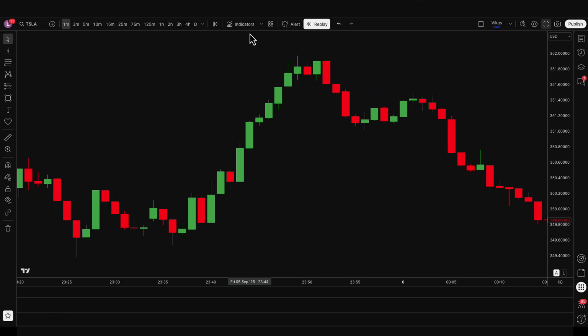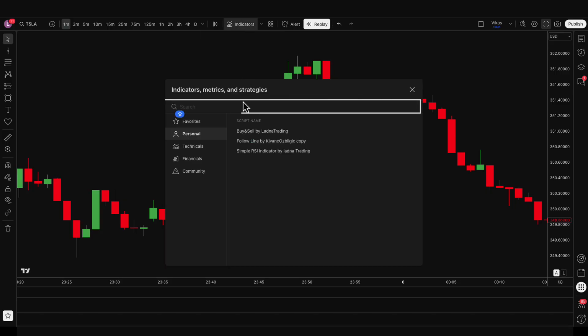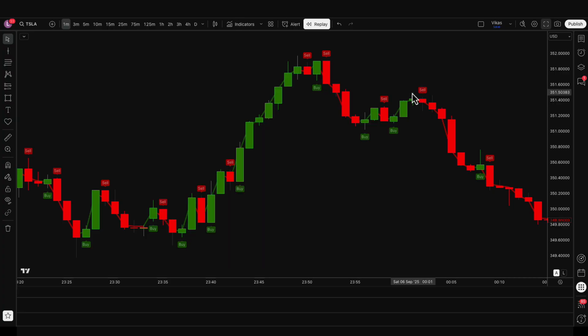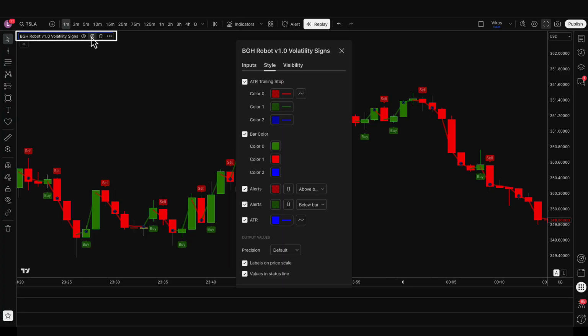This strategy works well on the 1-minute time frame, as this strategy is unique as no one has ever told you about it before. Let us now understand the trading setup. First of all, we will search the BGH Robot version 1.0 indicator in the search box of TradingView. After that we have to click on the BGH Robot version 1.0 option, in which we have to change some settings.